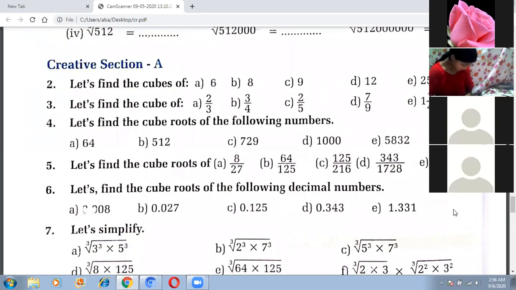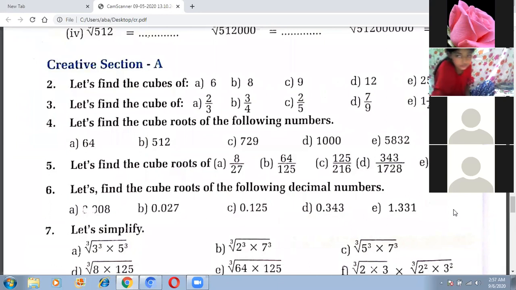First factorize. First of all, convert into fraction. 1331 by 1000. While converting 1.331 into a fraction, it is 1331 by 1000. Now you can factorize 1331. 1331 is an odd number. It is not divisible by 2. Now check whether it is divisible by 3 or not. It is also not divisible by 3. Yes, the sum is 8. 8 is not divisible by 3. So 1331 is also not divisible by 3.